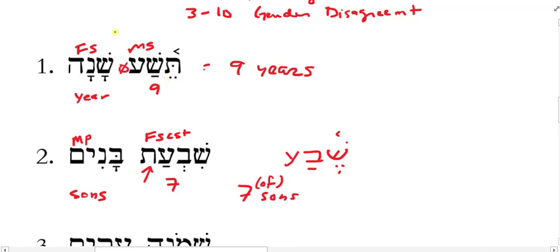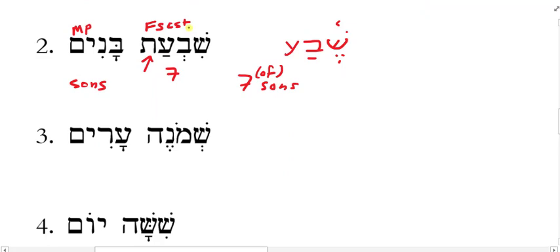It's the absolute, okay? So this is not a construct chain like number 2 is. What I have is apposition. I have the number word and then the noun in apposition to it. And when we have 2 nouns positioned side by side, both in the absolute, they could go in any order. So I could say 9 and then year, or I could say year 9. I could have put tesha after shana, and it would still be 9 years. Okay? But I can't put the construct form anywhere I want to. That always has to go first.